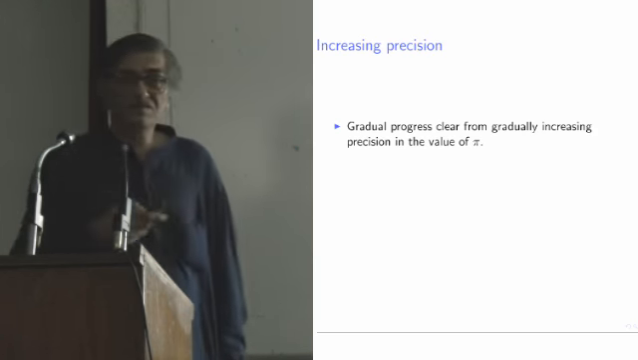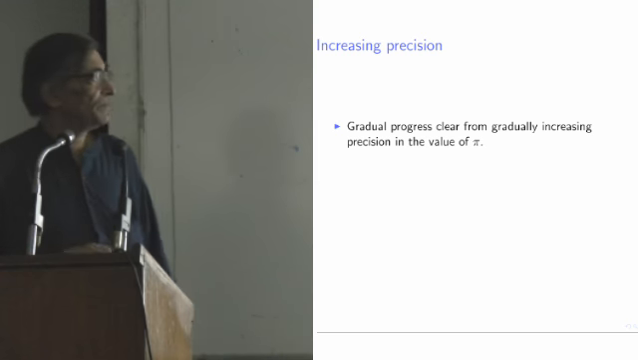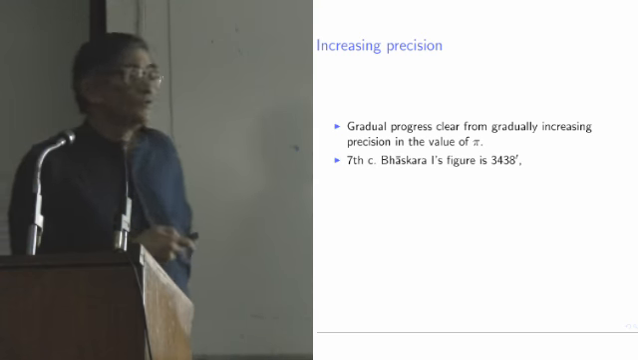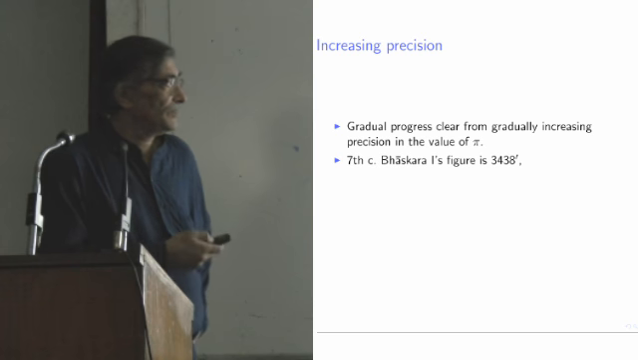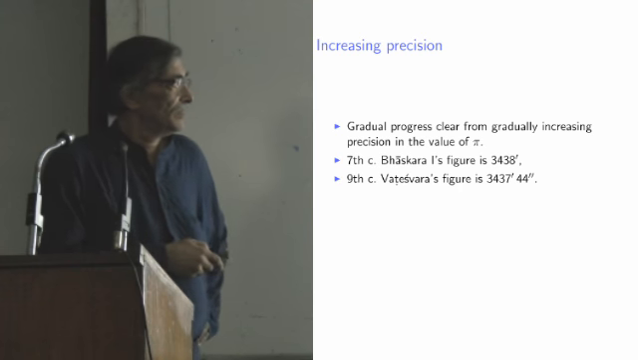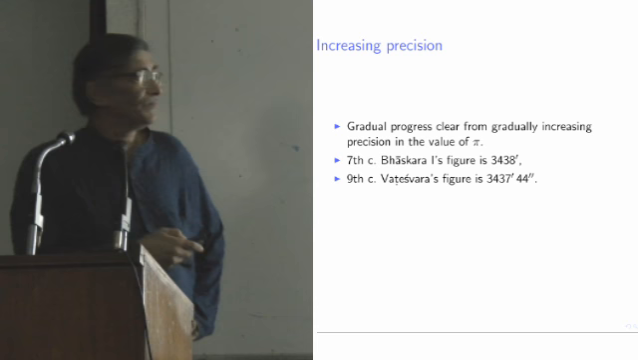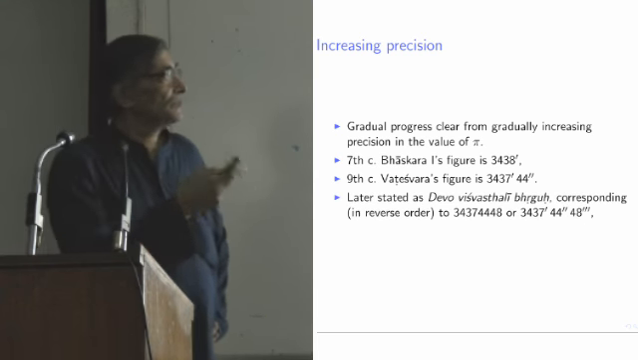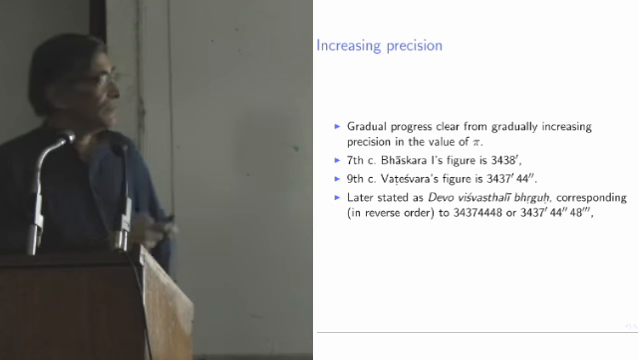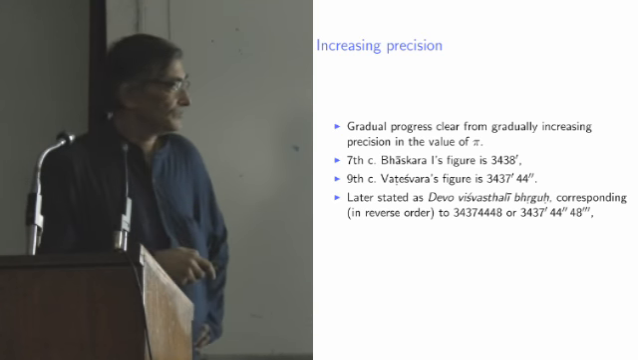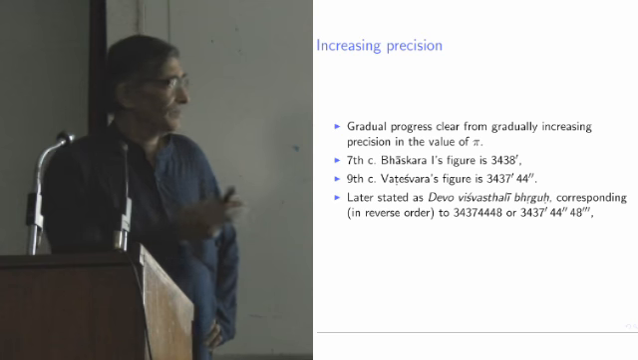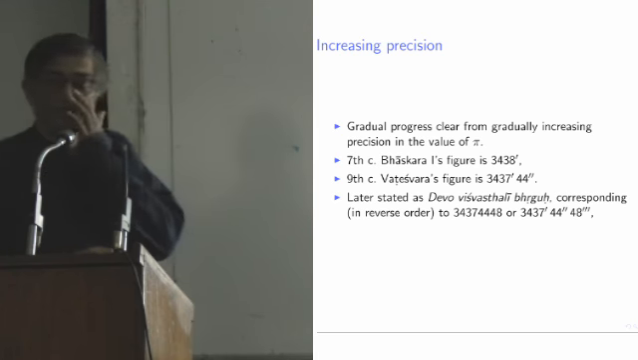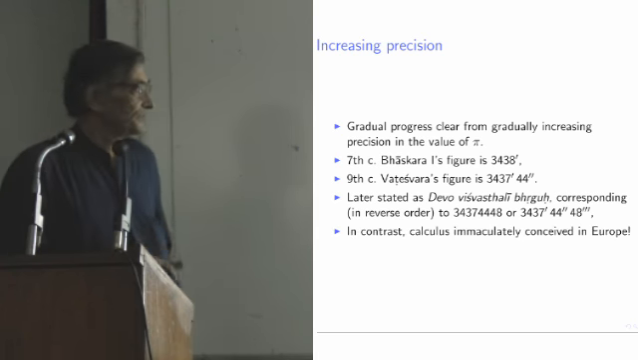So you have this gradually increasing precision in the values of pi, which tells you about the progress. Bhaskara I will say 3438 minutes, and Vateshwara will go to seconds, 3437 minutes, 44 seconds, and then later it will go to thirds. It is a katapayadi system, in reverse order. I don't want to go into all those details because I want to tell you a bigger story.